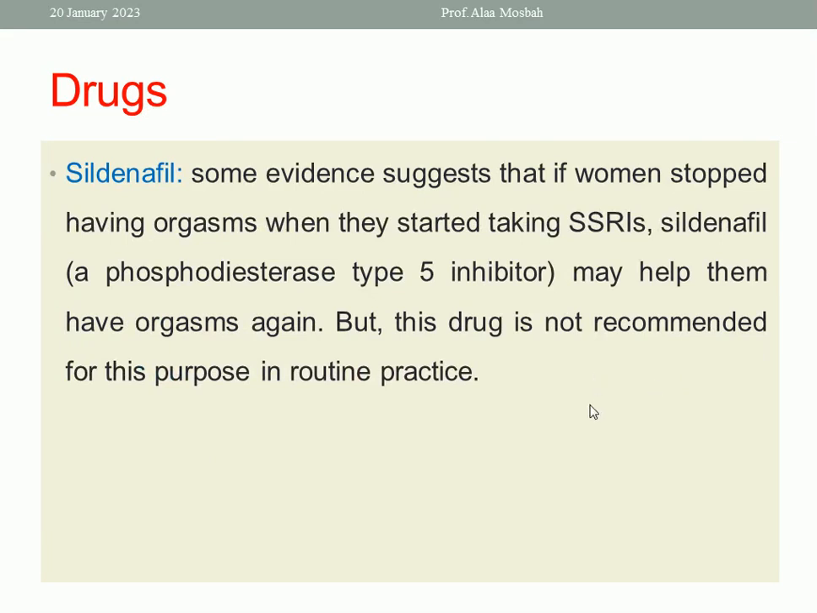Another drug is sildenafil. There is some evidence suggesting that if women stop having orgasm when they start taking selective serotonin reuptake inhibitors, sildenafil may help them have orgasm again. So she lost the orgasm because she is taking a selective serotonin reuptake inhibitor. How to regain orgasm? There is some evidence that sildenafil can regain orgasm in such women. But you should know that this drug is not yet recommended for this purpose in routine practice.